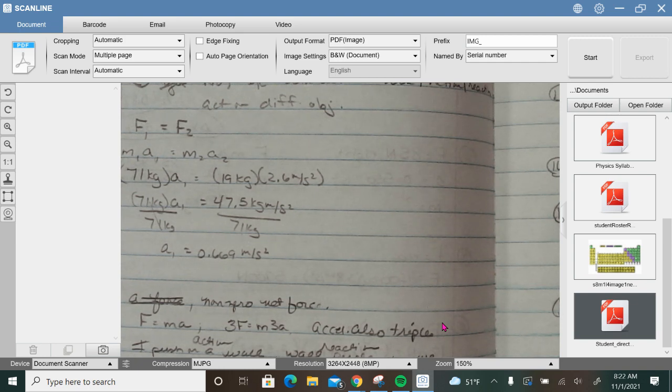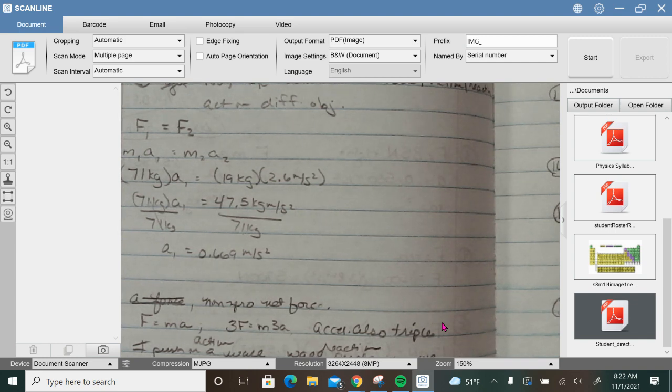For number 1, the answer is no. It is not possible for a stationary object to have one force acting on it. If it did, it would not be stationary anymore. It would be moving. So it can't have just one force. Number 2, A is 0.821 meters per second squared. B is 2.57 meters.